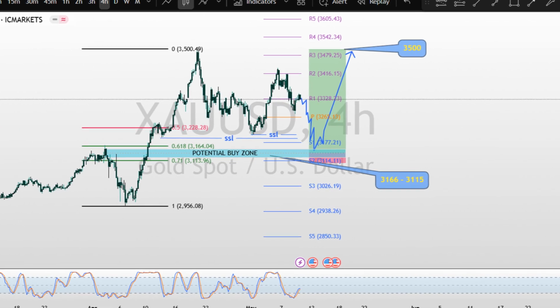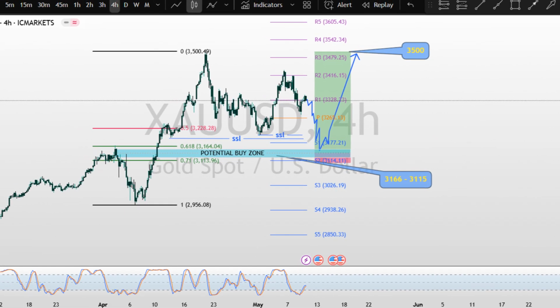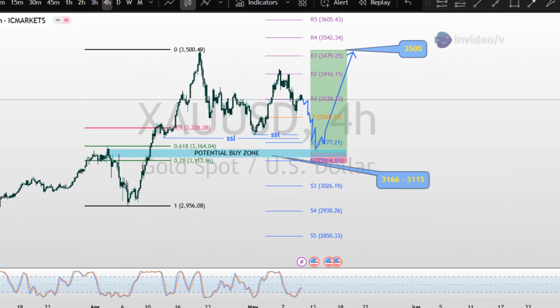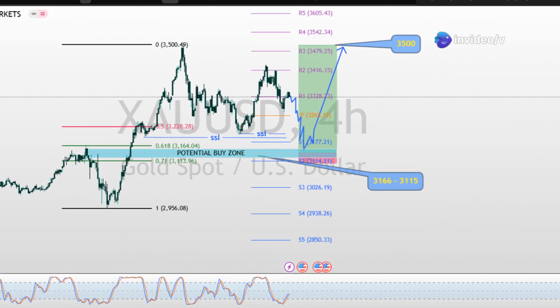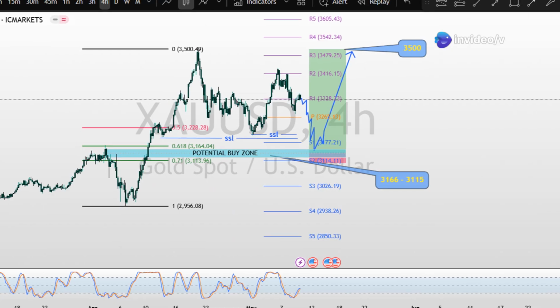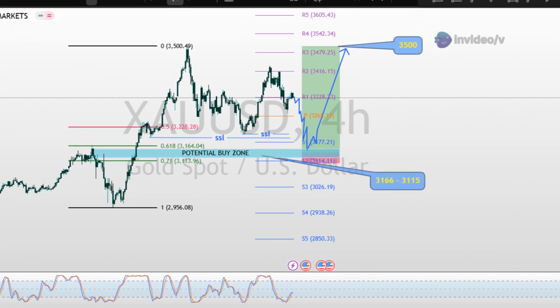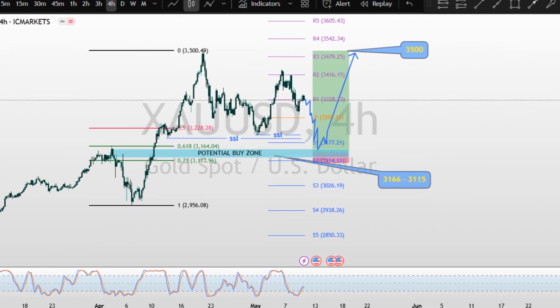On the 4-hour chart, we may sweep liquidity below last week's close. Watch 3,165 for the breaker block and 3,115 for the bullish order block as key bounce levels. The 3,114 level is critical.